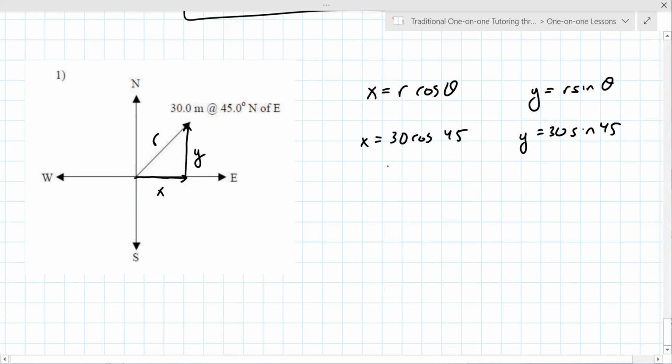And these are nice numbers. It's 30 square root of 2 over 2, so it's 15 square root of 2. Same thing here on the right. It's 30 square root of 2 over 2, so it's 15 square root of 2.